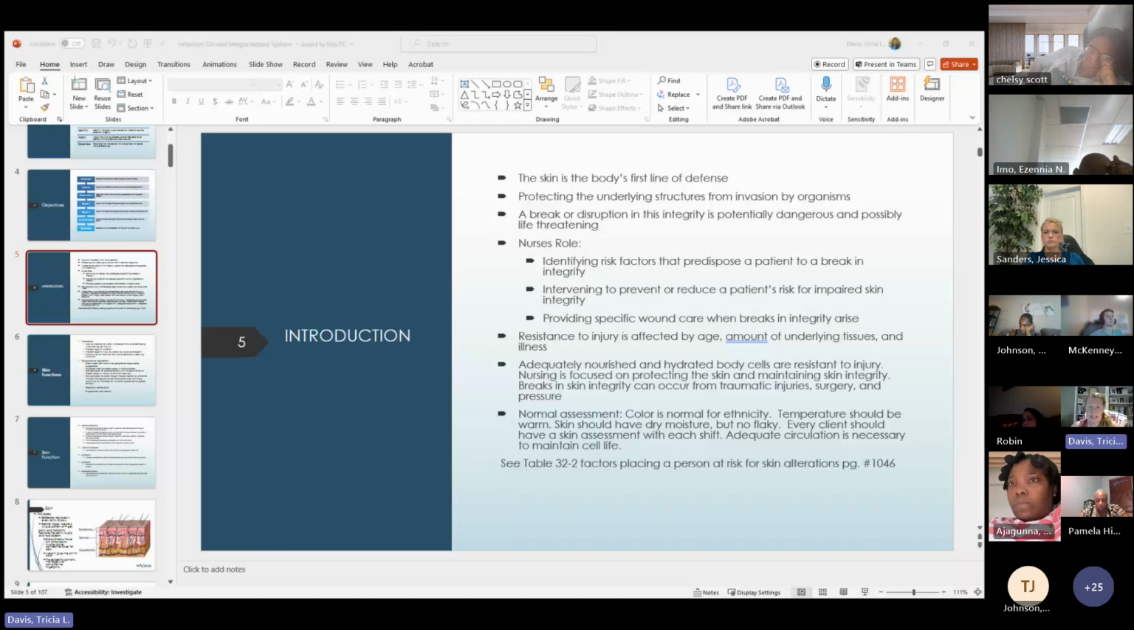So resistance to injury is always going to be affected by a couple of things. If we think about our older patients, we know that as they get older, they lose a lot of subcutaneous fat, which means that instead of their skin being very elastic, it becomes very thin. And because it's thin, you can have a break in their skin integrity very, very easily.